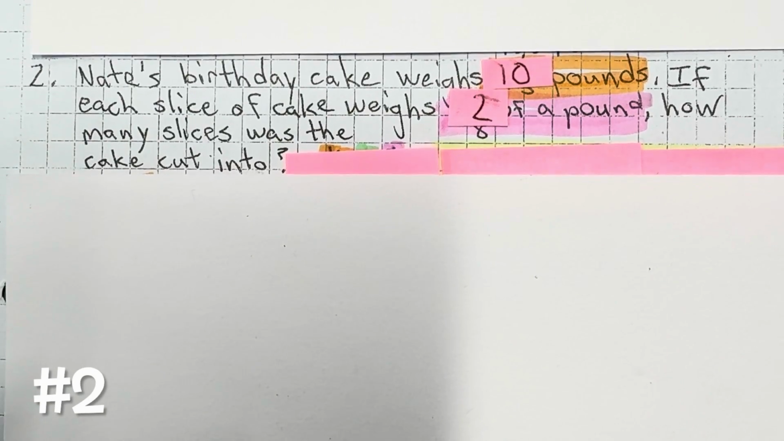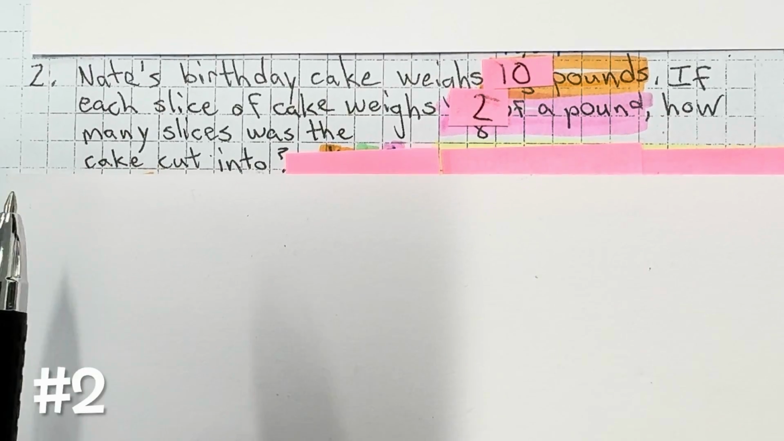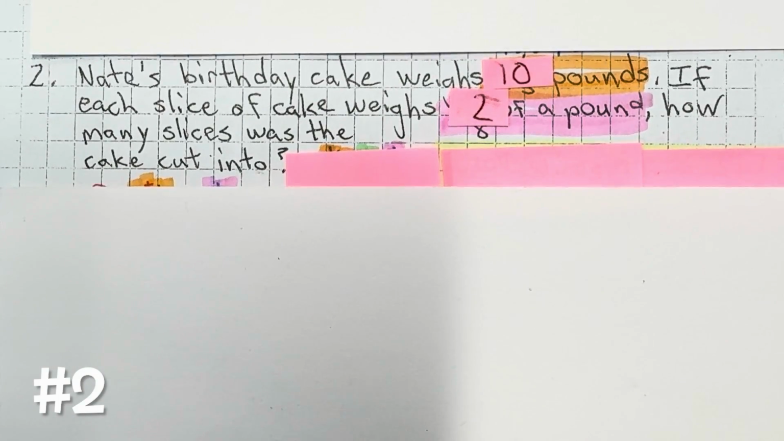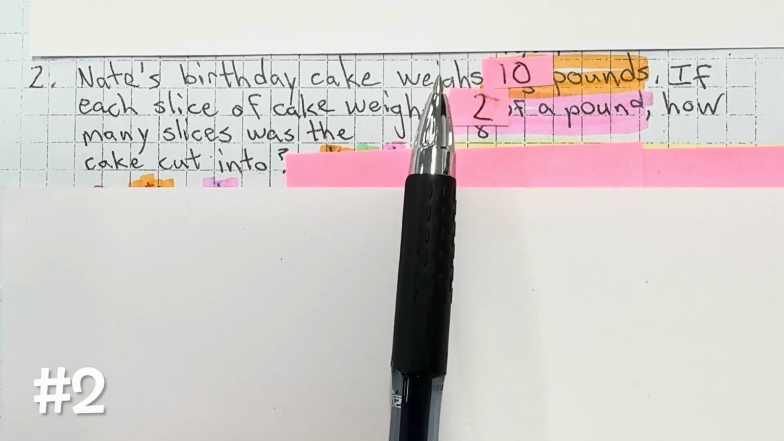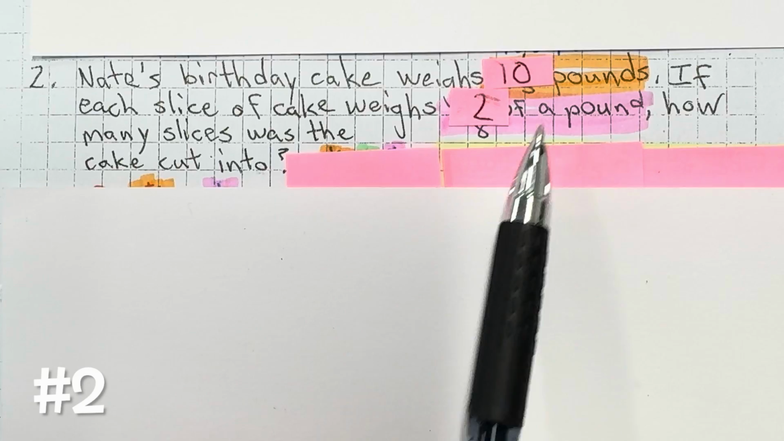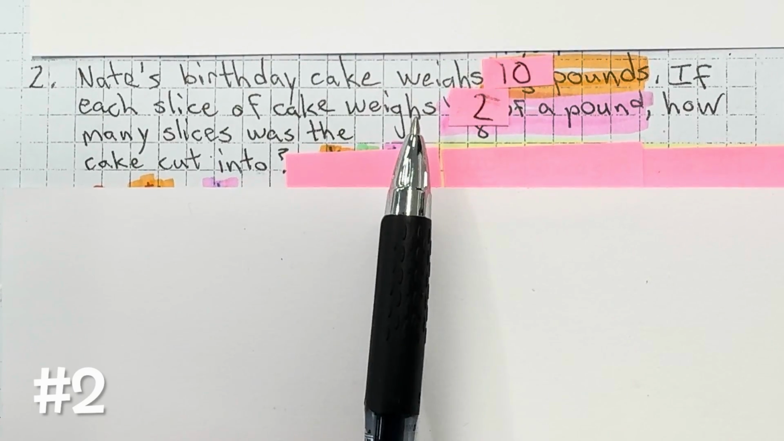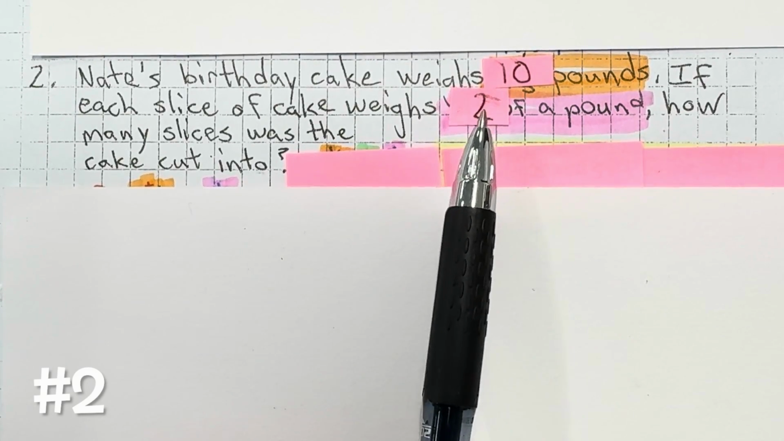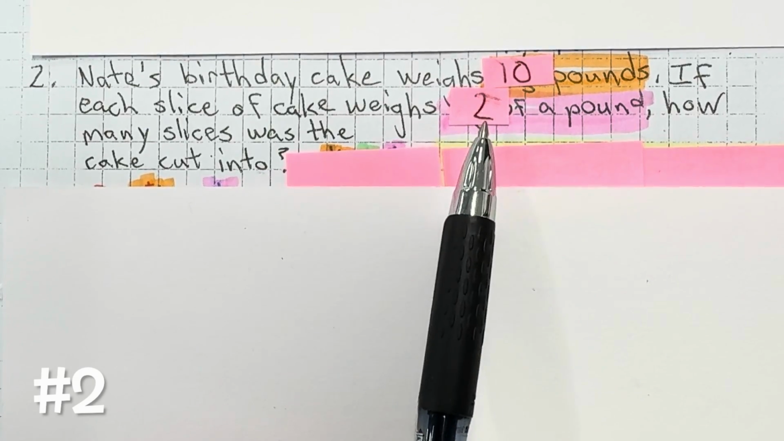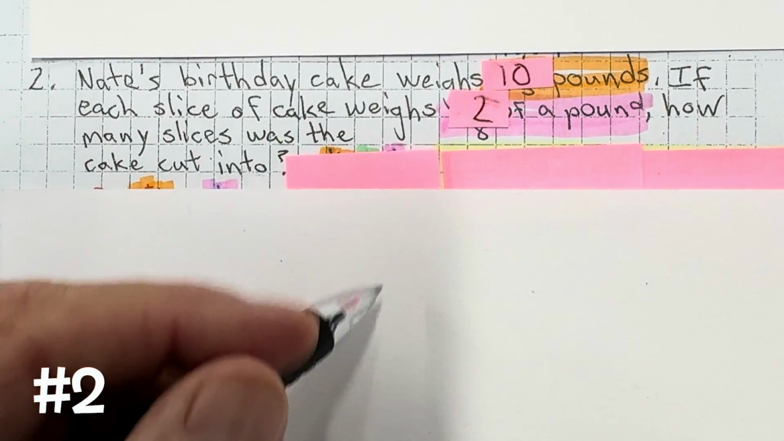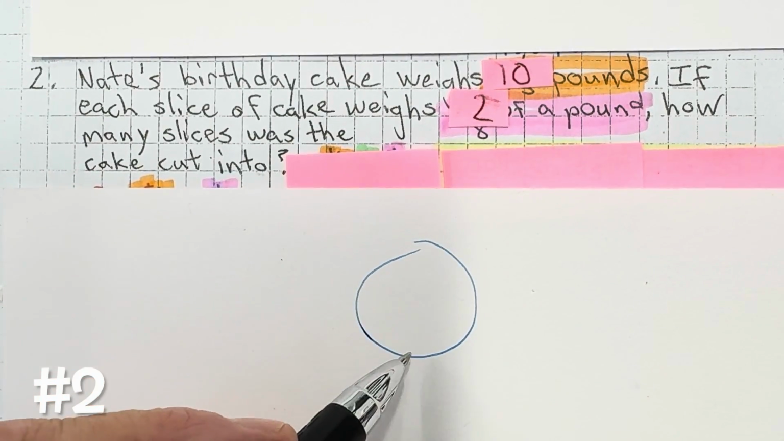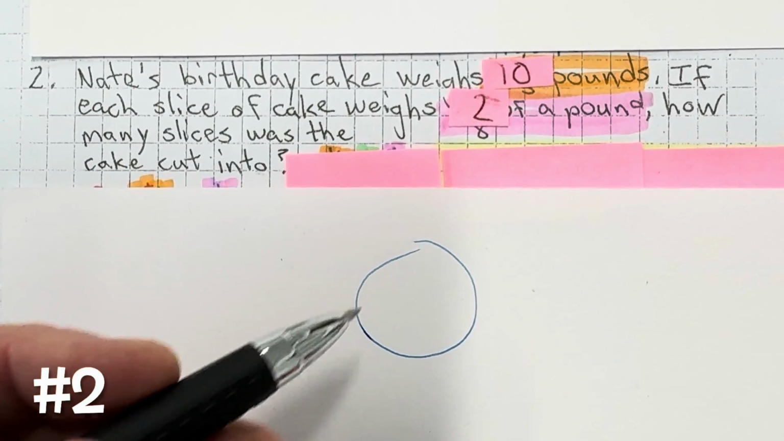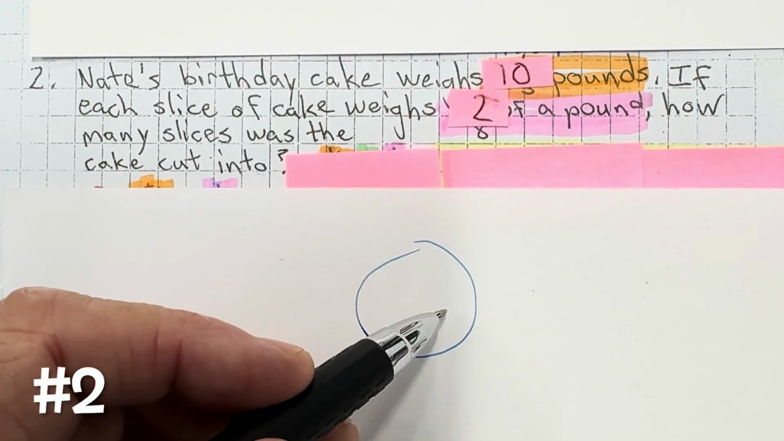Number 2, Nate's birthday cake weighs 10 pounds. Each slice of cake weighs 2 pounds. How many slices was the cake cut into? So if the cake weighs 10 pounds, so you have a 10-pound cake and you're cutting it into slices, and each slice weighs 2 pounds. So that means that you have a cake and you're cutting it. So if you're cutting it into smaller pieces, that would be that you're dividing the cake.